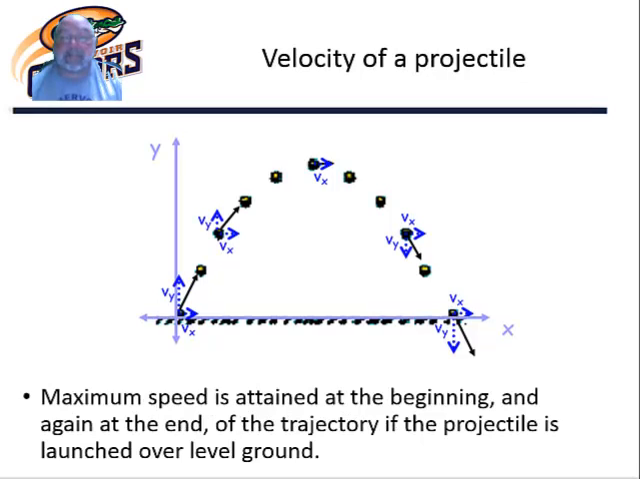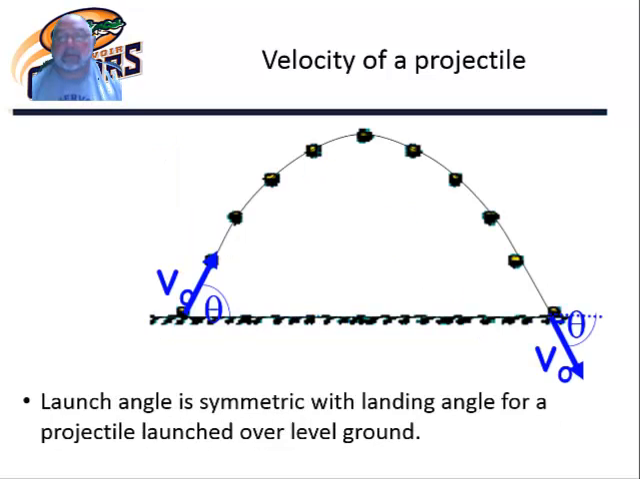The maximum speed is at the beginning and at the end, if it's launched over level ground. The launch angle is symmetric over level ground. The angle that the velocity makes with the horizontal is the same at the beginning and at the end. The only difference is at the end it's negative.